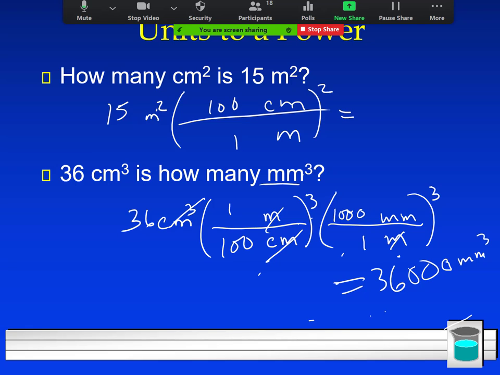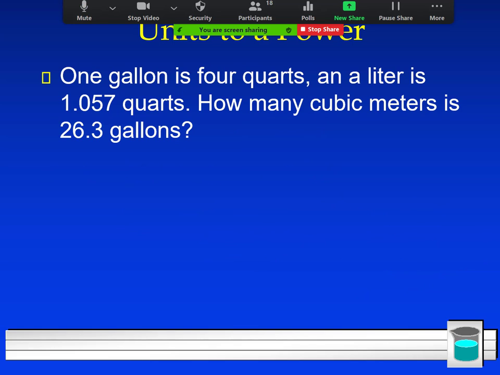Okay. So this is how we can deal with volume. Volume is cubed. But volume also comes in things that aren't cubed. So what do we do when we have a little bit of both? A gallon is 4 quarts. A liter is 1.057 quarts. How many cubic meters is 26.3 gallons? How the heck am I supposed to get cubic meters?